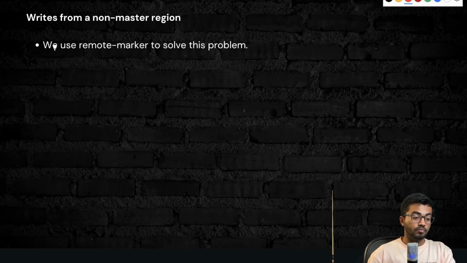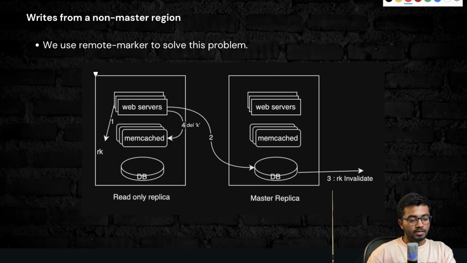So when we have writes from a non-master region, how do we avoid reading stale data from the local database, or the local read-only replicas of the database present in the non-master region? We'll use something called a remote marker to solve this problem. So let's say we have two different regions: one is a master region and one is a non-master region. The master region has, of course, web servers, Memcache servers, and a writable database. The non-master region has web servers, Memcache servers, and a read-only database.